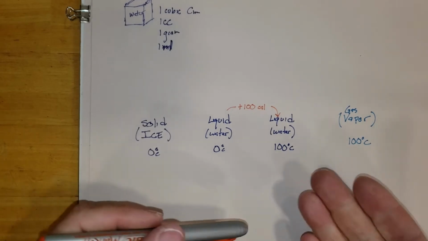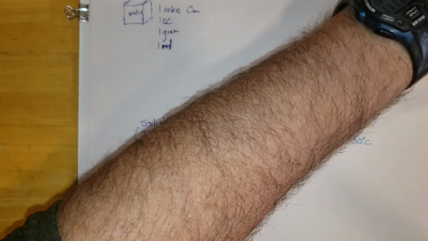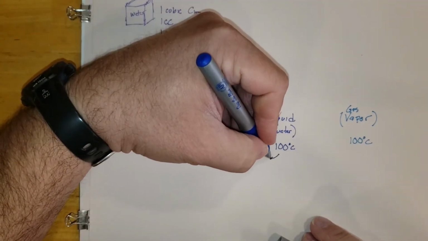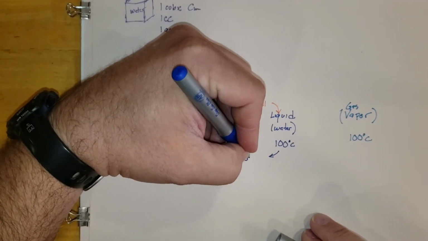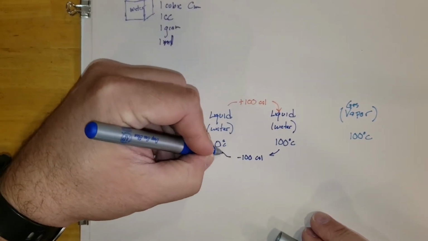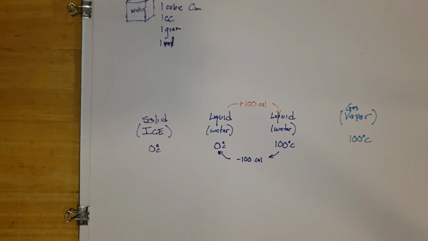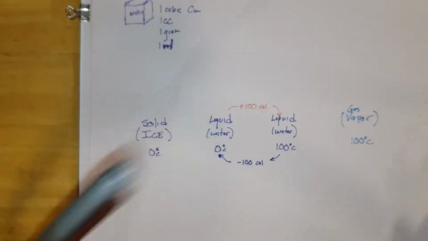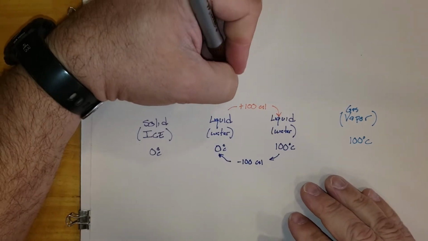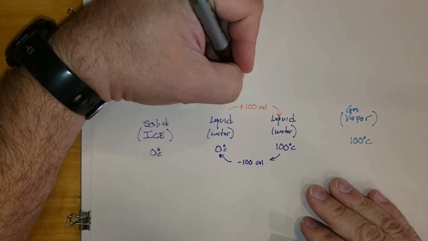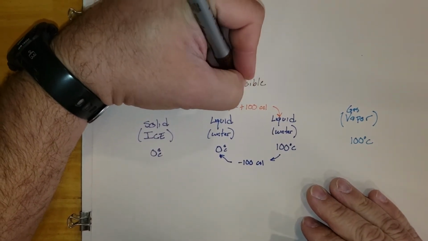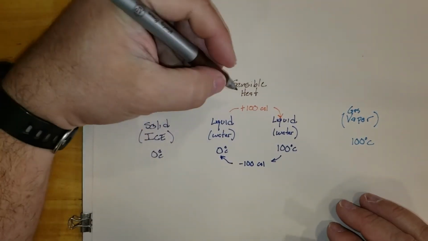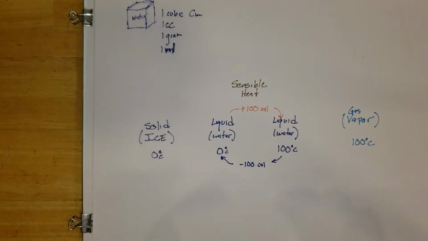Now, if we're going to be going the other direction, then we're going to be releasing those calories. So we're going to be going from here, and it's going to be minus 100 calories. And we're going to come back over to here. Now, this phase right in here where we can feel the difference, where we can see the difference in temperature, that's referred to as sensible heat. Sensible heat. Okay. I like to think of it like I can sense it, I can feel it. Okay? And that's going to be my sensible heat.